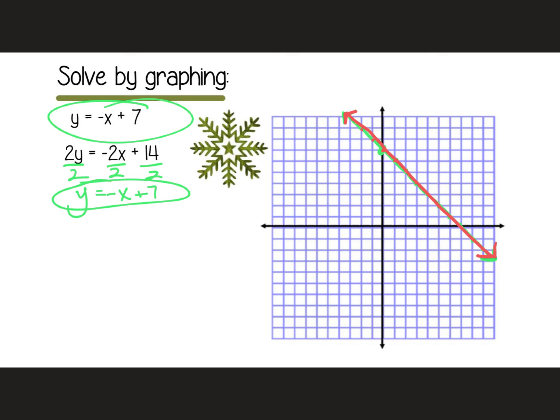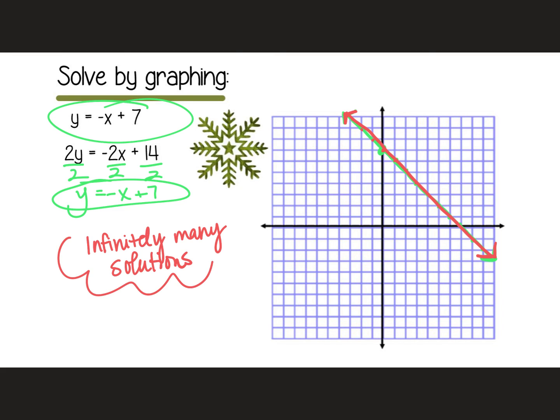If the lines are on top of each other, that means they have multiple points of intersection. In fact, every single spot on the line, the graphs are intersecting. So these two would have infinitely many solutions. This means there are lots of ordered pairs, in fact, infinite amounts of ordered pairs that make both of these equations true.